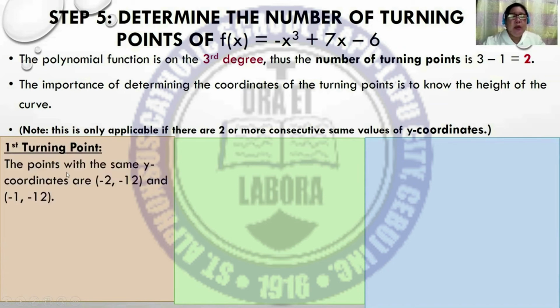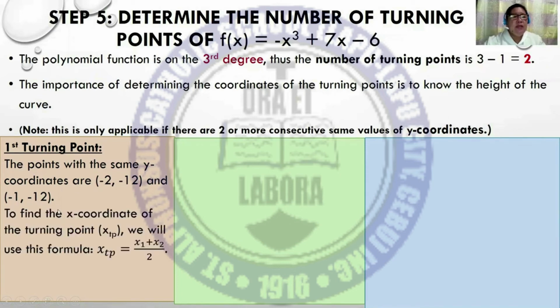First turning point. The points with the same y coordinates are the points with coordinates negative 2 and negative 12, and the point with coordinates negative 1 and negative 12. So to find the x-coordinate of the turning point, represented by x sub tp, we will use the formula x sub tp is equal to x sub 1 plus x sub 2 over 2. Then, you substitute negative 2 to x sub 1 and negative 1 to x sub 2. This is the value of x sub 1 and this is the value of x sub 2. And then divided by 2, the result is negative 3 over 2 or negative 1.5.